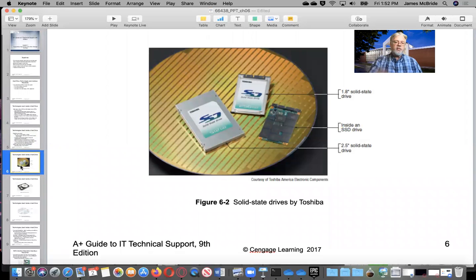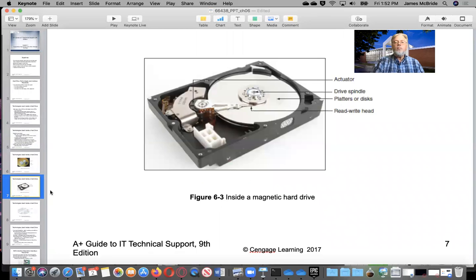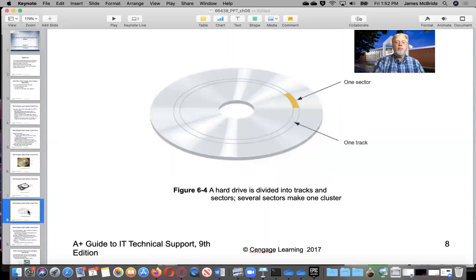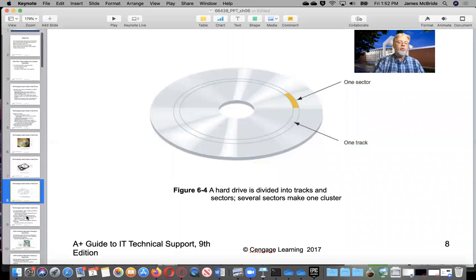And of course, there's SSDs. They got it sitting on one of these platters, but there's an SSD. That's what it looks like inside. You got these memory chips in there. And that's what we already talked about. And one sector and one track right there for you.